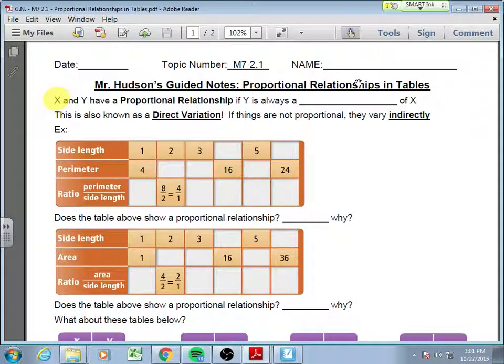So x and y have a proportional relationship if y is always a multiple of x. And actually, here's what Haley just told us. This is what we call direct variation. They vary together. One relates to the other. If things are not proportional, we call that varying indirectly.